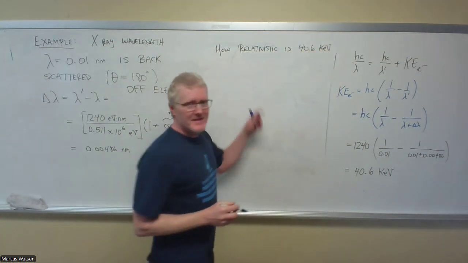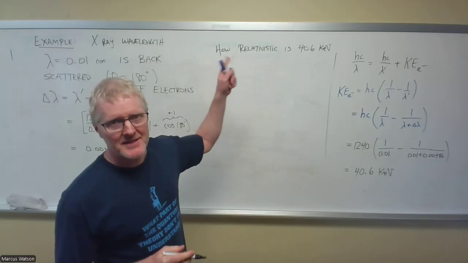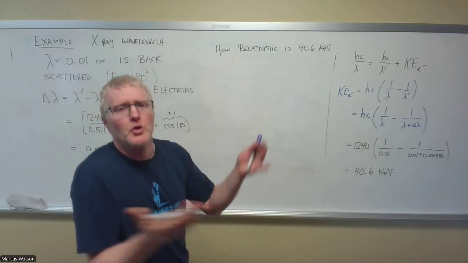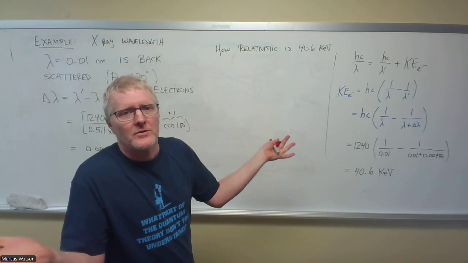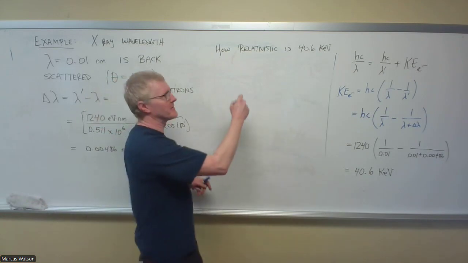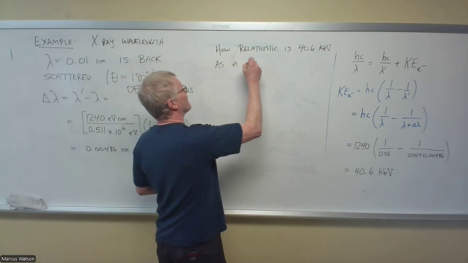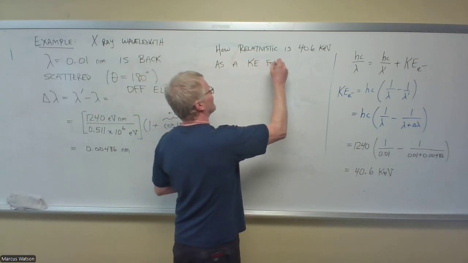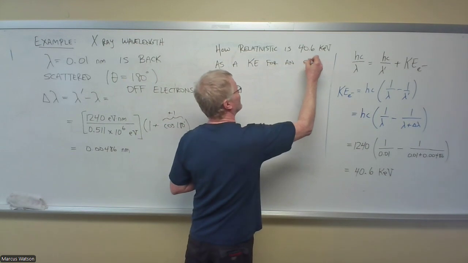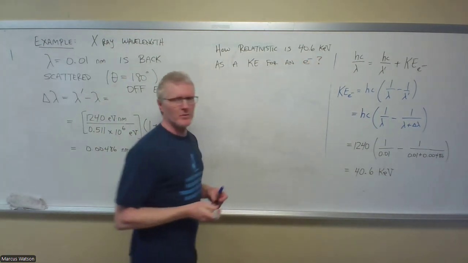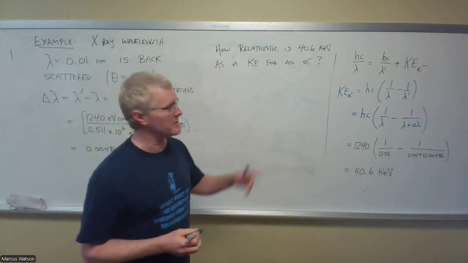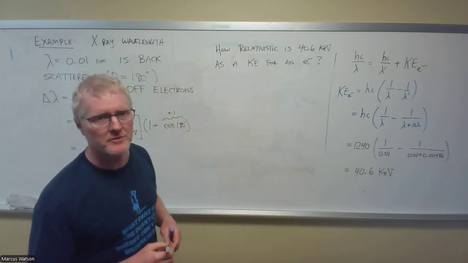Okay, this is not a good question as it stands right now. How relativistic is this? Who knows? Until you say, as kinetic energy of an electron. And because I don't really want to continually write electron, I'd usually just use e minus as the abbreviation for an electron.